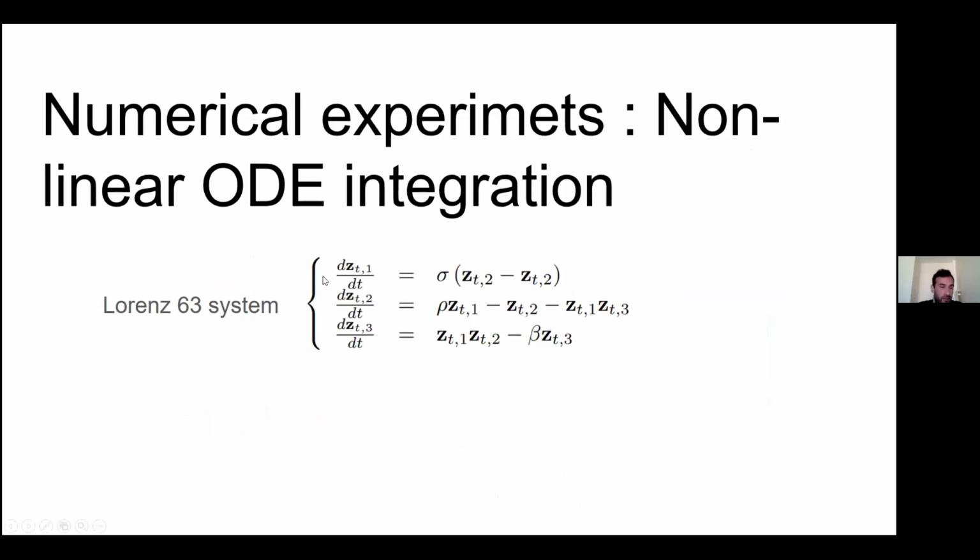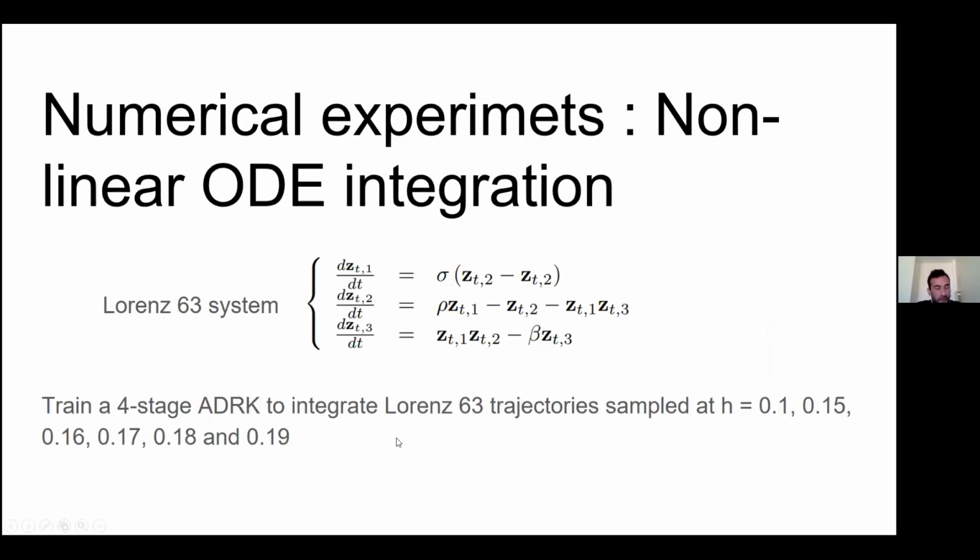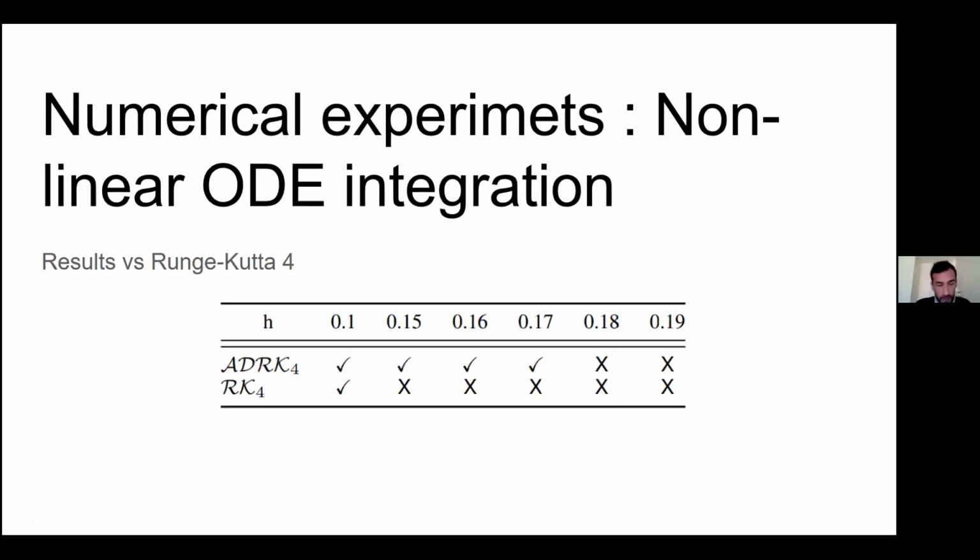Our framework is able to get similar results without any specialization. But we are mainly interested in treating nonlinear ODEs, right? So the second case study is a nonlinear differential equation, the Lorenz 63 system, and we trained a 4-stage Runge-Kutta scheme to integrate Lorenz 63 trajectories sampled at 0.1, 0.15, 0.16, 0.17, 0.18, and 0.19. We compared it to classical Runge-Kutta 4, a scheme optimized to reach a 4th order truncation of its Taylor expansion in the truncation error, so it has nothing to do with any nonlinear ODE. For an integration time step of 0.1, both the trained scheme and Runge-Kutta 4 are able to integrate chaotic trajectories from the Lorenz 63 equation.